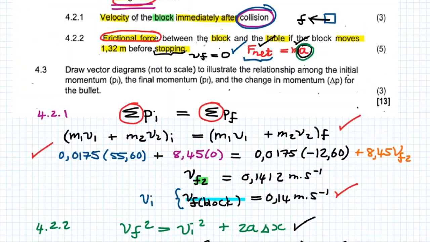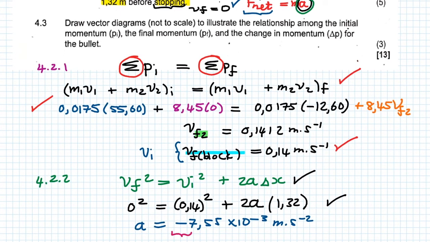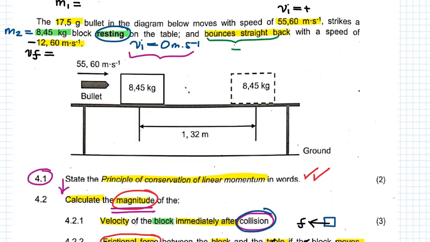Now we can move on to the last question, which says, draw vector diagrams, not to scale, to illustrate the relationship among or between the initial momentum, the final momentum, and the change in momentum for the bullet. Now, a moment ago we were dealing with the block. We now need to think again about the bullet. This bullet starts off moving towards the right, which means that its initial momentum is in the positive direction, and we don't need to calculate it. We just need to remember that it is positive.